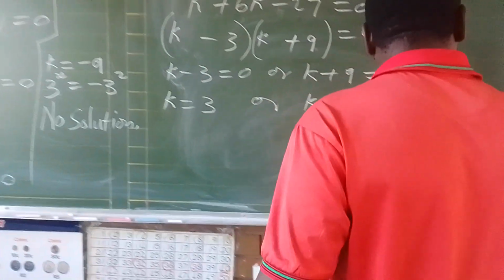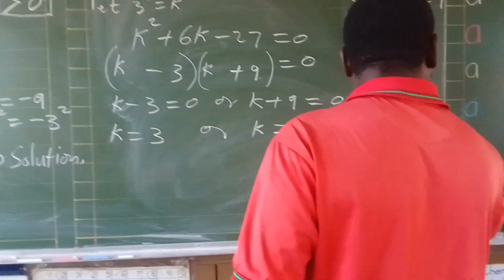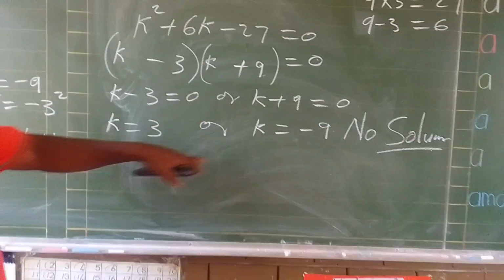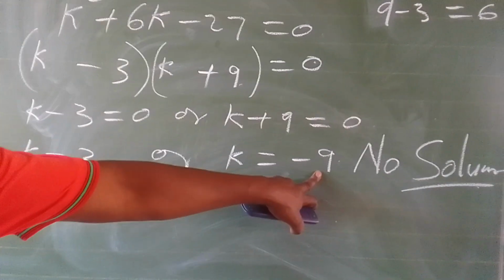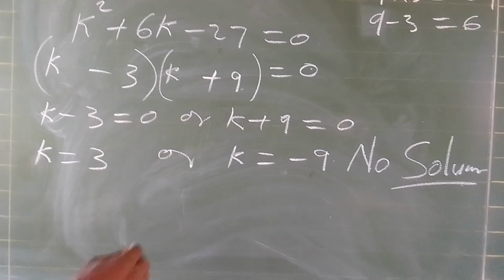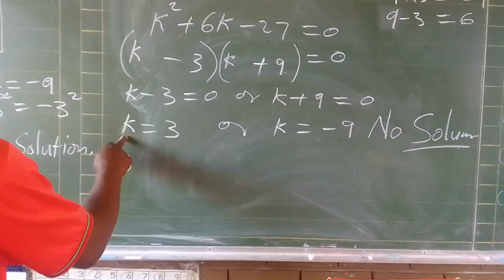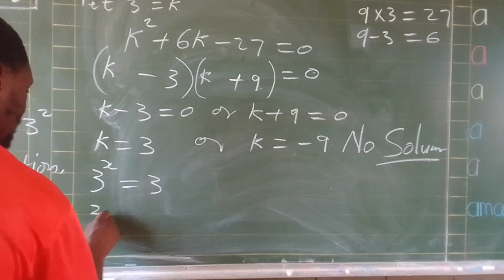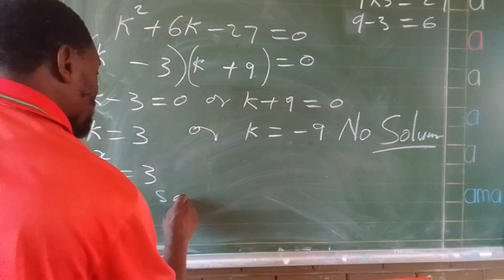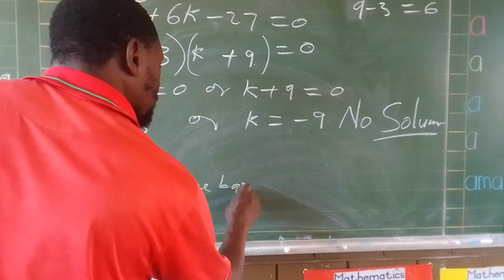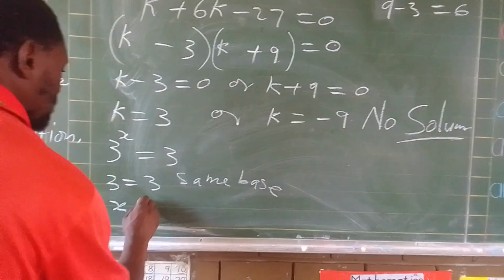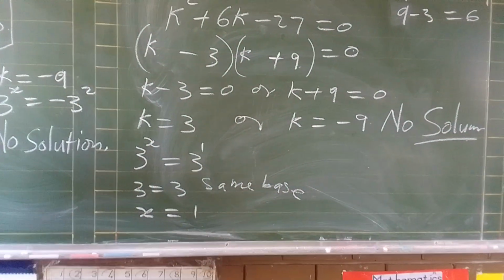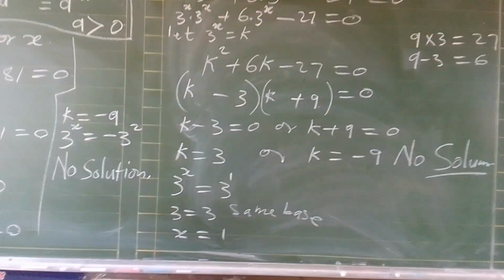This one says no solution. There's no solution for k is equal to minus 9 for the fact that this has got a negative value. So you say, when you see k, 3 to the power x is equal to 3. Then 3 is equal to 3 because of the same base. Then x is equal to 1. Remember, any number sitting on its own is to the power of 1. Then x is equal to 1.